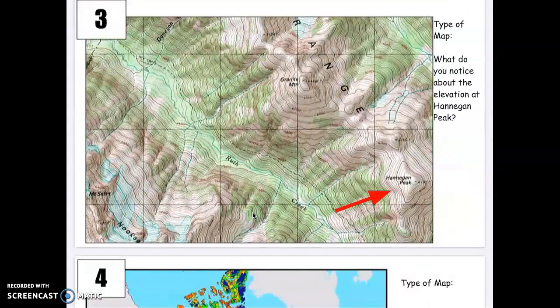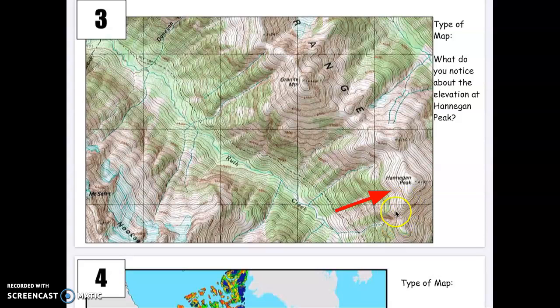Looking at the next map, number 3. What type of map is this? Yes, this is a topography map. Okay, what do you notice about the elevation at the Hannegan Peak? So this shows us right here, the Hannegan Peak. What do you notice about the elevation?